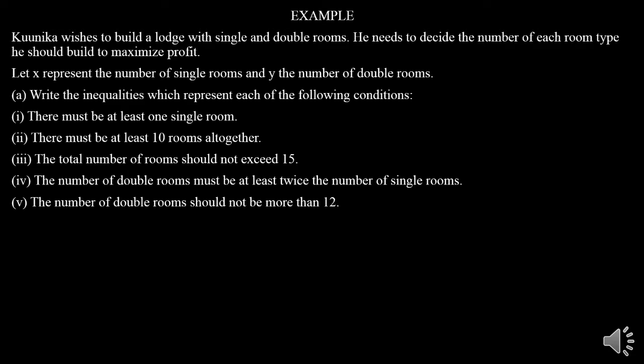Number 5, the number of double rooms should not be more than 12. Okay, so how do we do this? Let us look at the solution. The first thing is that if you check here on top, we've been told that let X represent the number of single rooms.